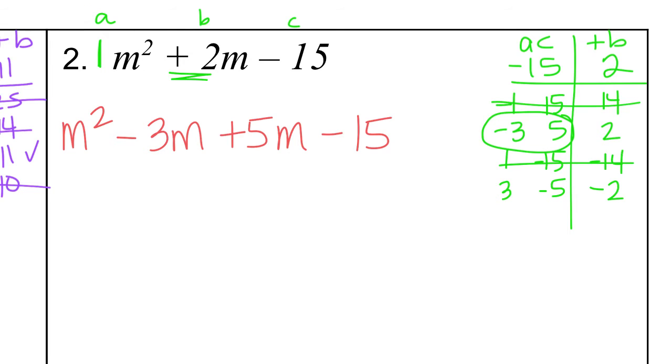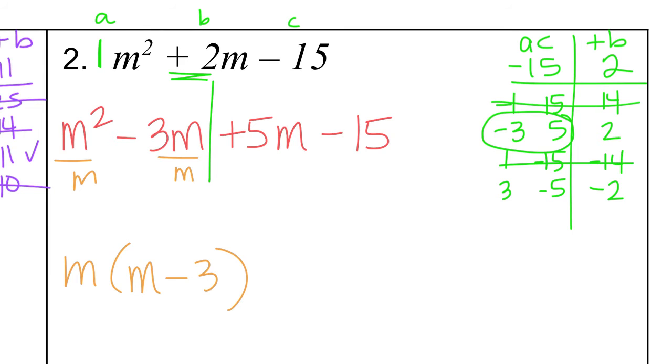Okay, split that down the middle. And for the first two terms, they both have an m. So let's divide by m. That would give us m minus 3. Okay, and then for the second half, they are both divisible by 5. So positive 5, this would be m minus 3.